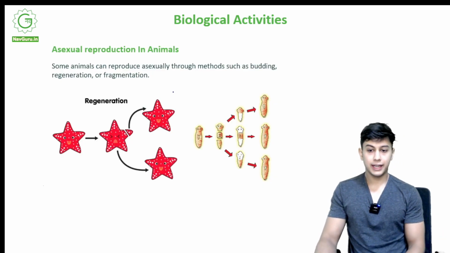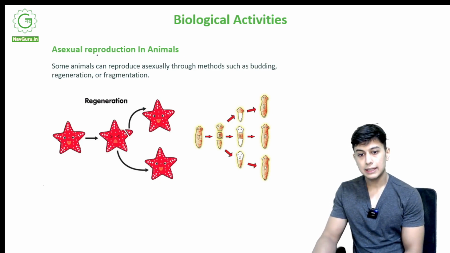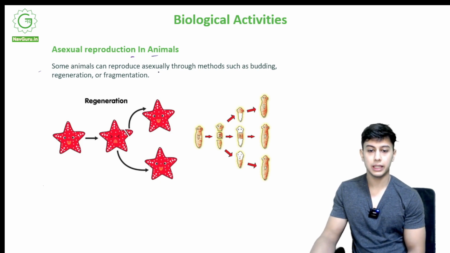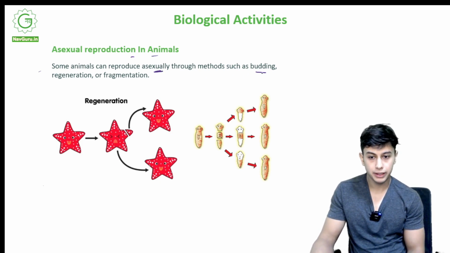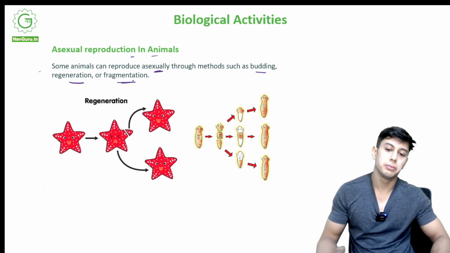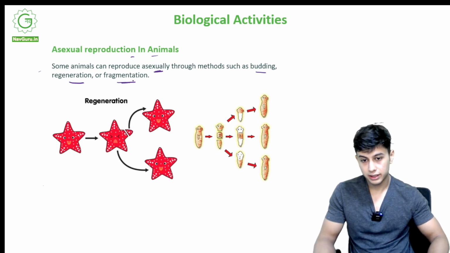Now we come to asexual reproduction in animals. Okay, asexual reproduction in animals. Some animals can reproduce asexually through methods such as budding, regeneration or fragmentation. Even some animals can generate through budding, regeneration or fragmentation.